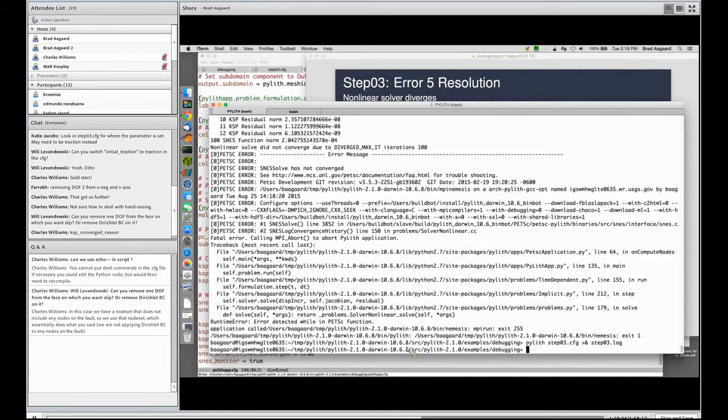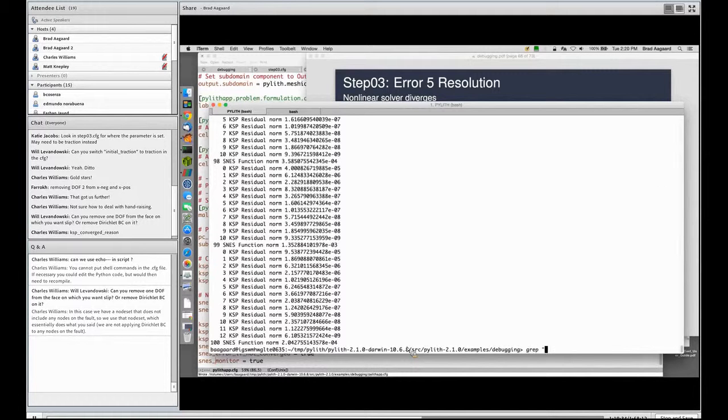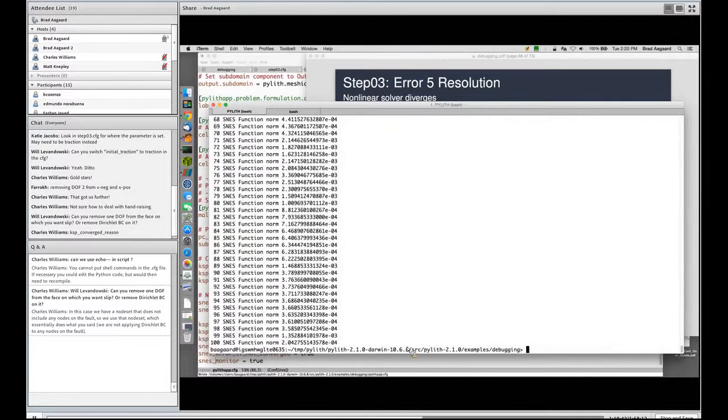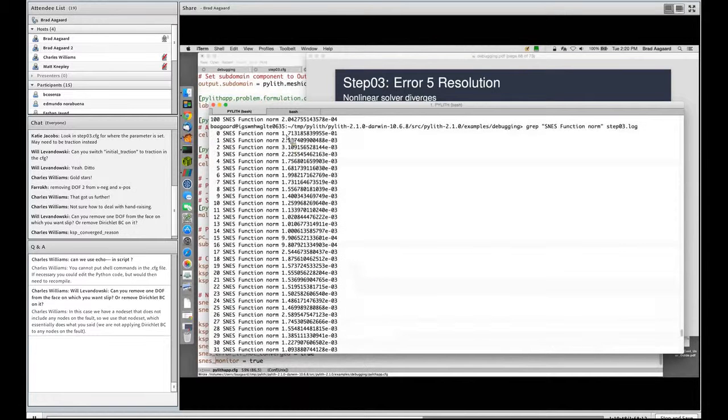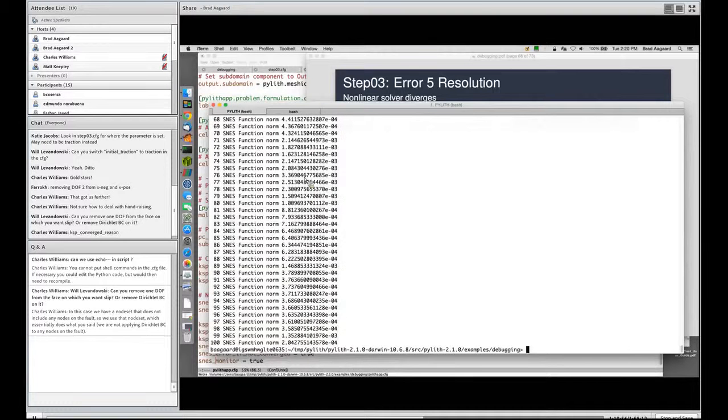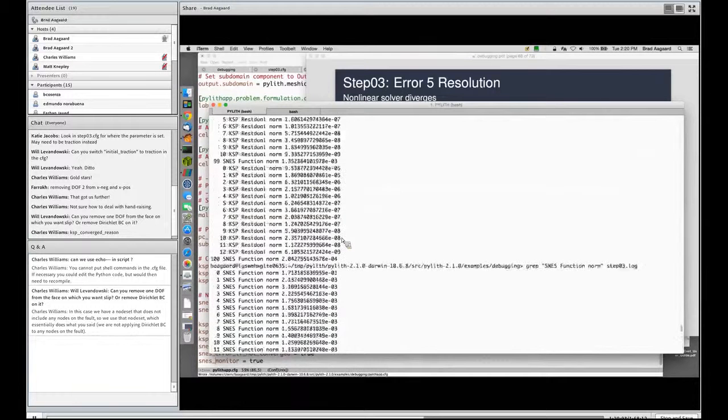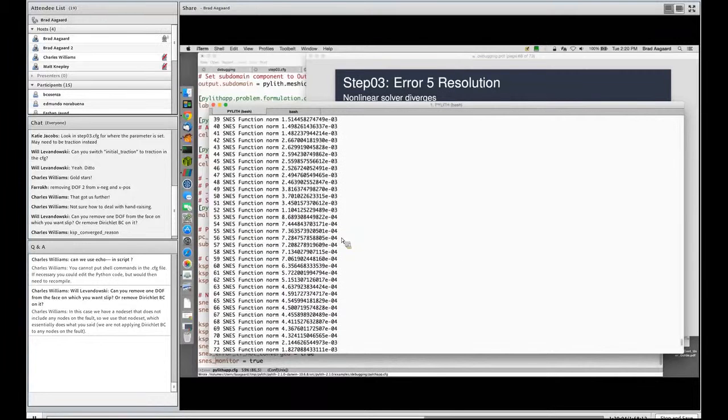And we'll grep for norm in step 03.log. That gives me all the norms. Let's do SNES function norm. So this shows me all of the SNES norms. And so I started out at 10 to the minus 1. I went down to 10 to the minus 3 by the second iteration, and I basically stayed there. So clearly, I've got a problem with the solution converging.